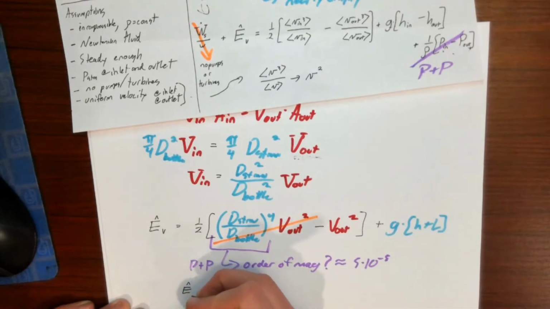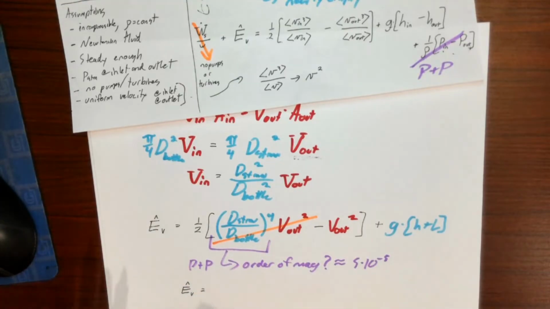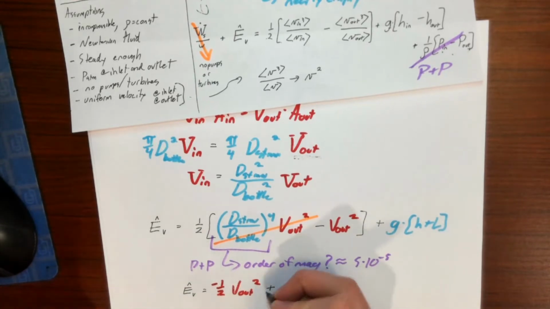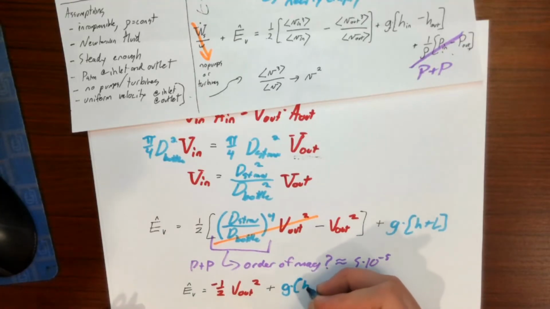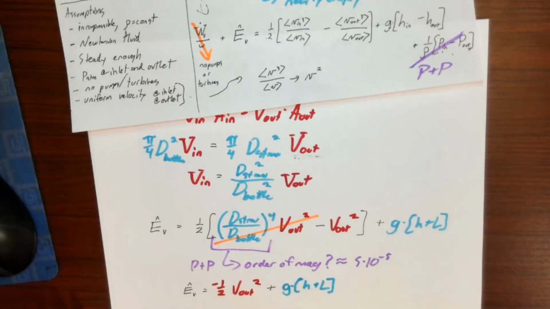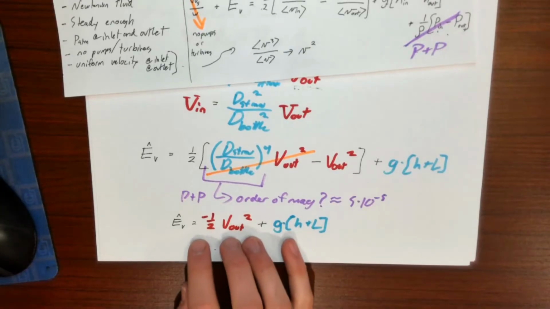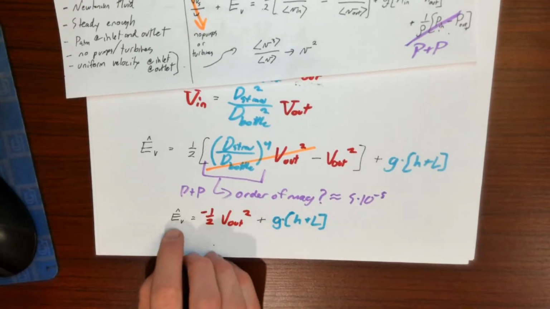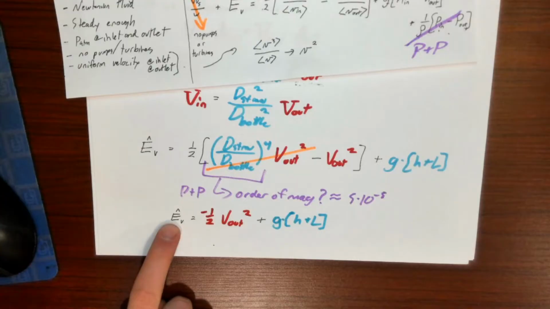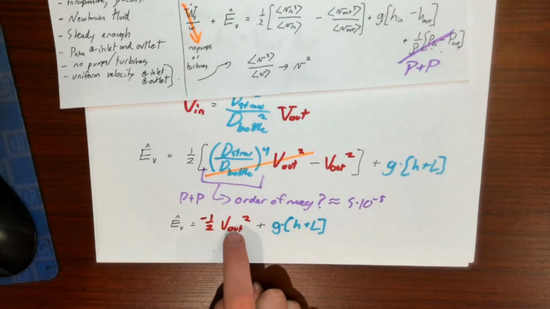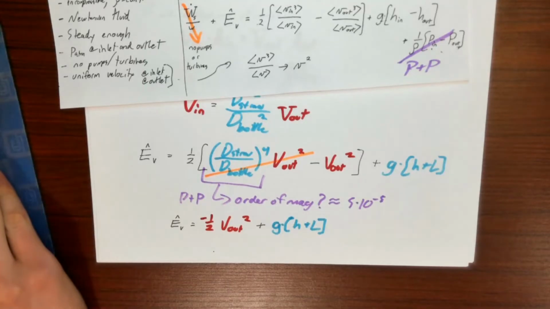We have our viscous loss per unit mass is now going to be equal to minus 1/2 V out squared plus G times H plus L. So now we've made some pretty serious progress in conservation of energy. The only thing we have left to do is square away our viscous loss terms and hopefully put our viscous loss in terms of V out and other constants that are known.